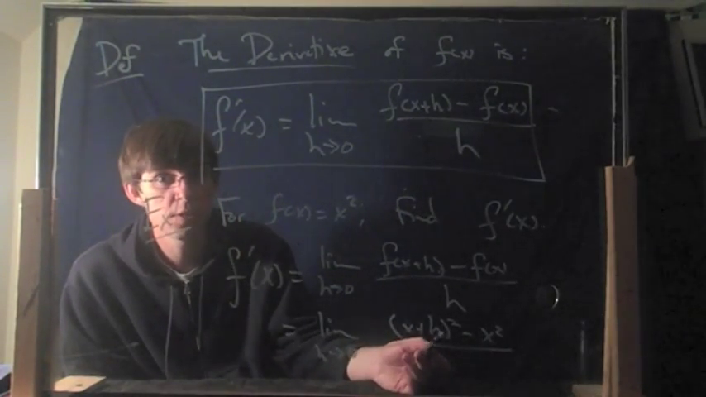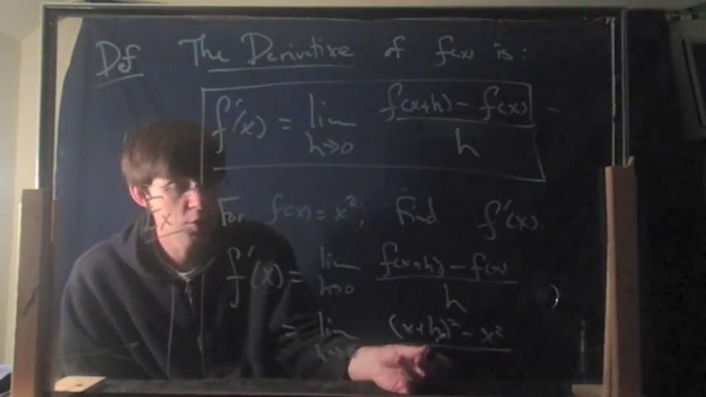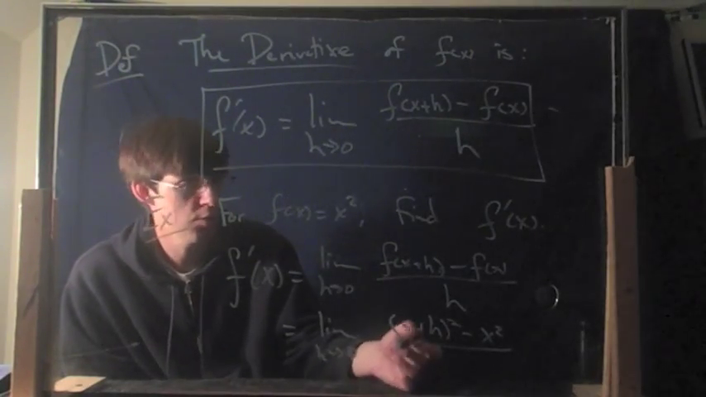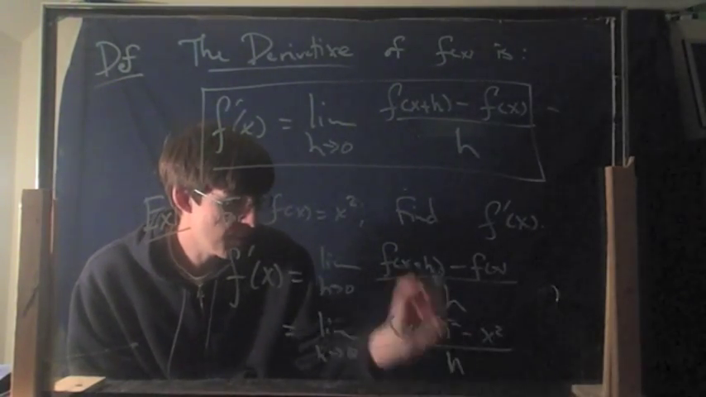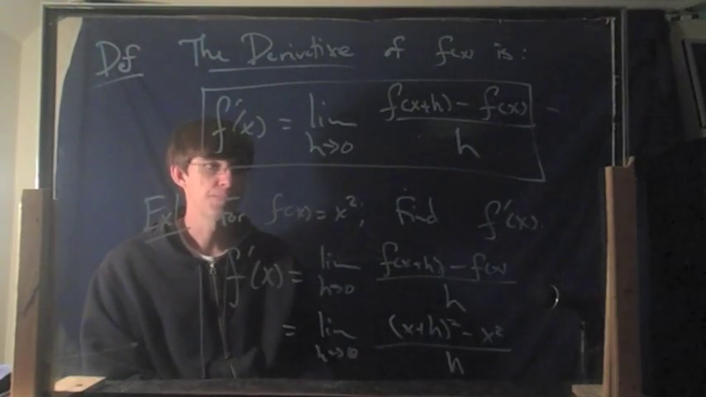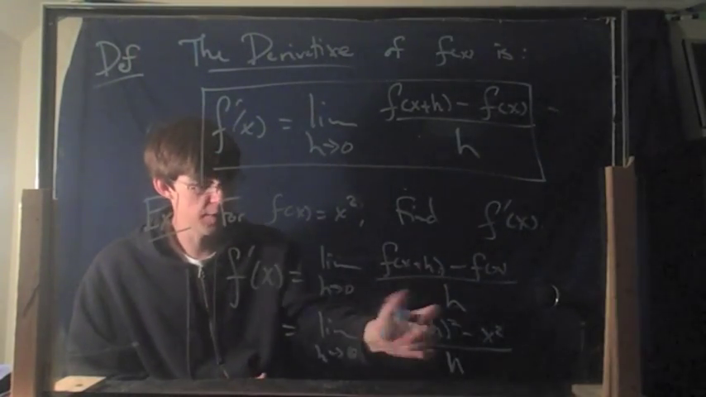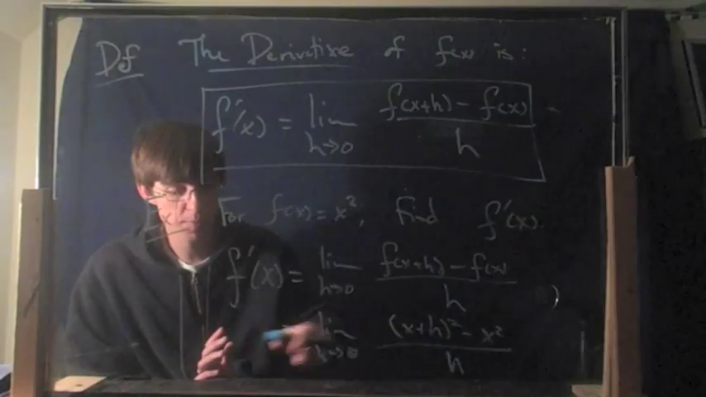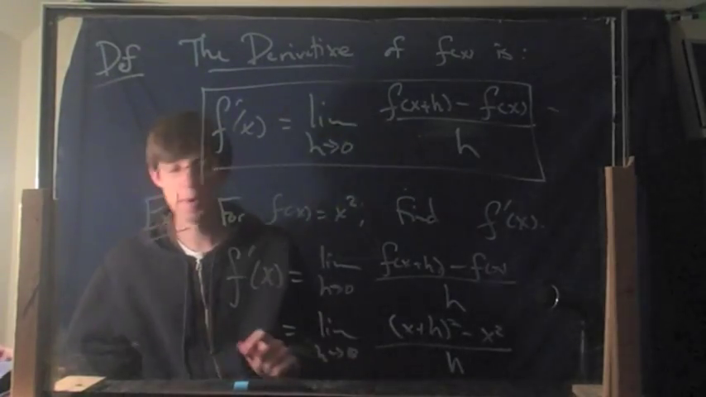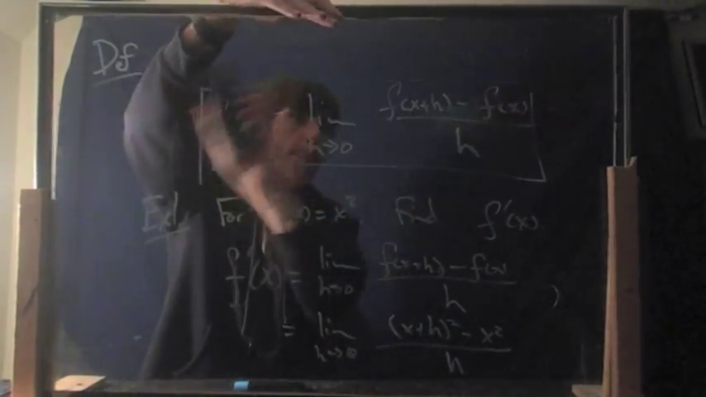Remember these parentheses? You parentheses haters? You got to have them in there, or you're not going to do it right. And then divided by h. All right. Okay, let's keep going. You got to do some stuff here, cancel some things out, etc., and eventually take the limit as h goes to 0.